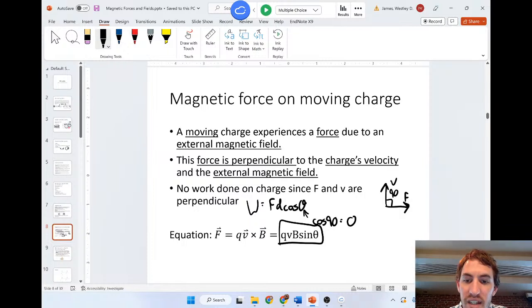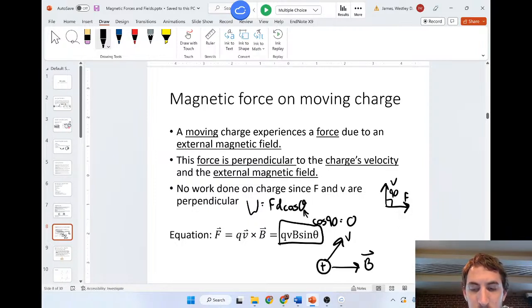I'll draw a picture of that here. Say I have a positive charge. We're going to see why we have to use a positive charge in a second. Say this charge is moving this way, and the magnetic field is this way to the right. So the velocity is up to the right, and the magnetic field is that way. There's the angle that you will be using. It's the angle between those two vectors.